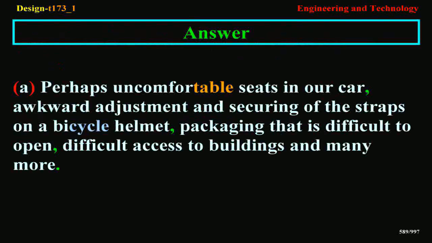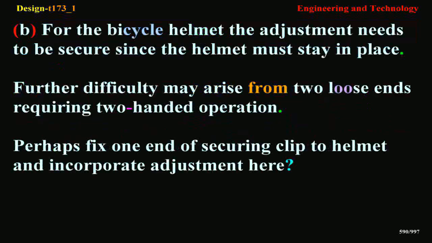Answer. Perhaps uncomfortable seats in our car, awkward adjustment and securing of the straps on a bicycle helmet, packaging that is difficult to open, difficult access to buildings and many more. For the bicycle helmet, the adjustment needs to be secure since the helmet must stay in place. Further difficulty may arise from two loose ends requiring two-handed operation. Perhaps fix one end of the securing clip to the helmet and incorporate adjustment here.